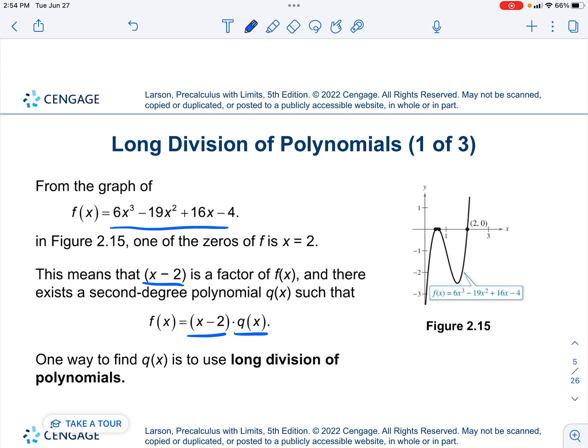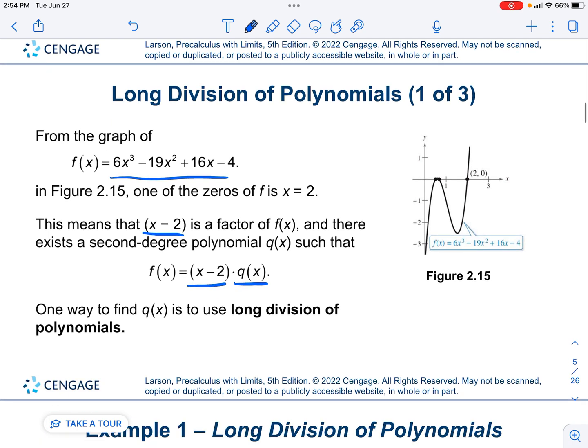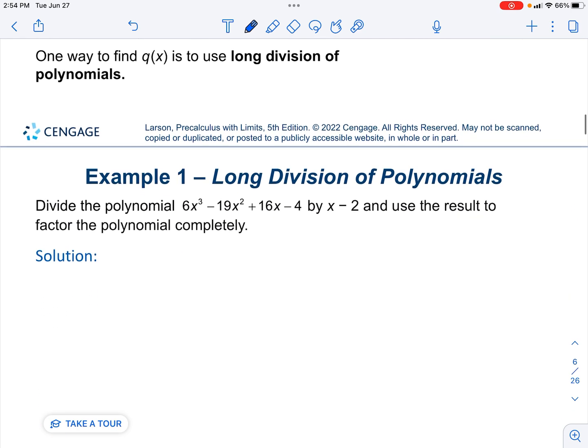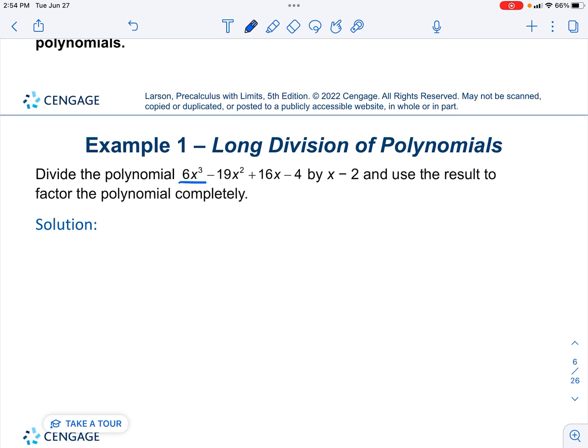So what we're going to do in order to pull out that factor or divide out that factor is use long division. So long division of polynomials, we started with the original polynomial and we want to divide out a factor of x minus 2. We are going to do this very similarly to how we divide numbers. So this is an example unrelated to this problem.